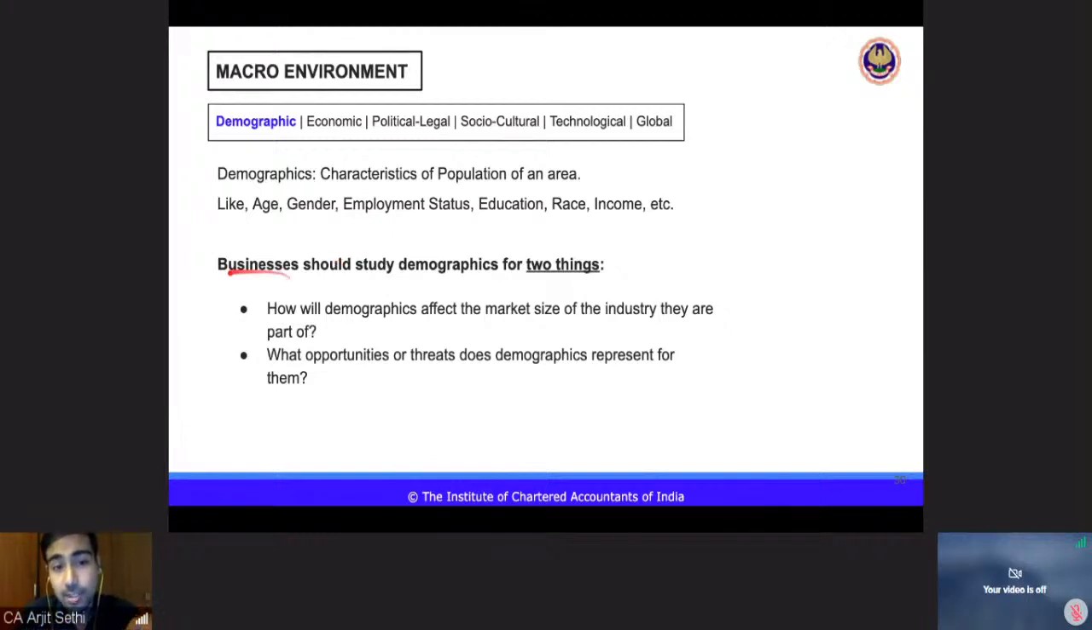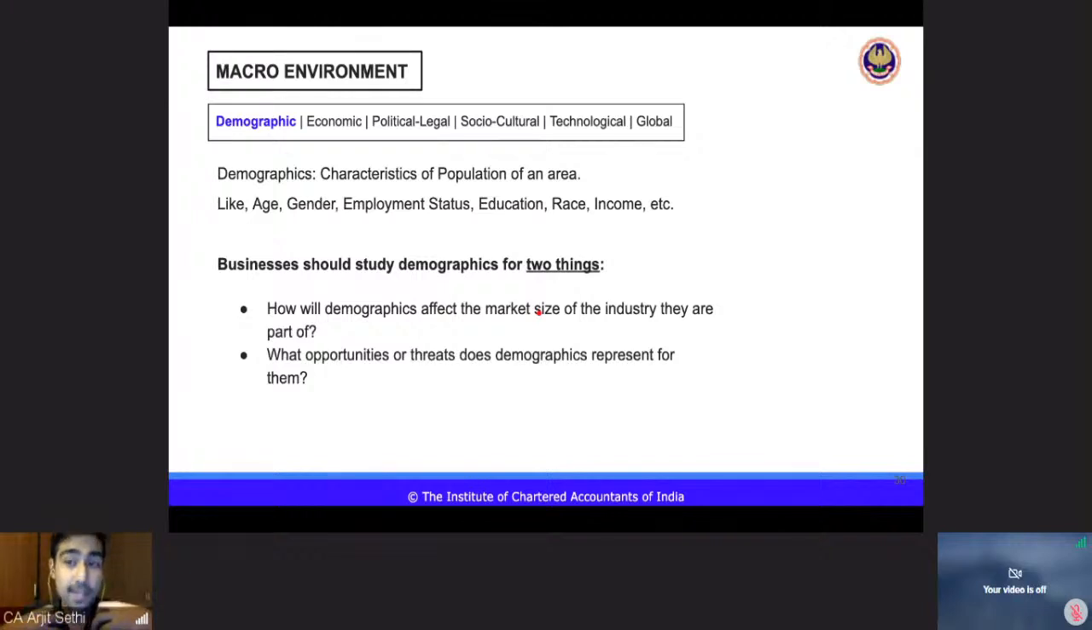The question is, why should a business study demographics, right? They should study demographics for two things. Number one is, how will demographics affect the market size of the industry they are part of? Now everything will fall into place for you. We discussed market size, right? What is market size? We talked about 7.5 billion people on earth, 72% people use toothpaste, right? Now, when I talk about 72% people using toothpaste, how will demographics affect the market size?